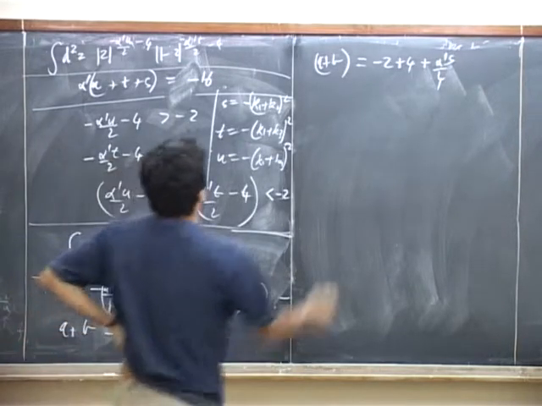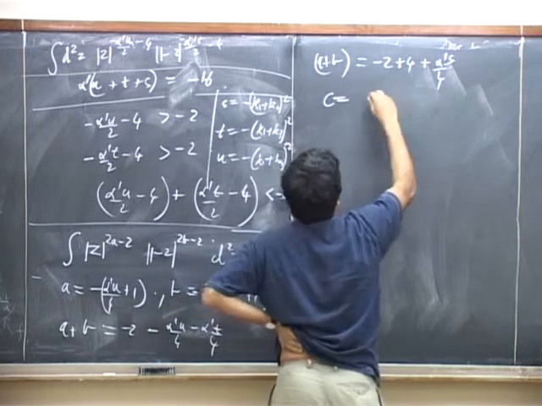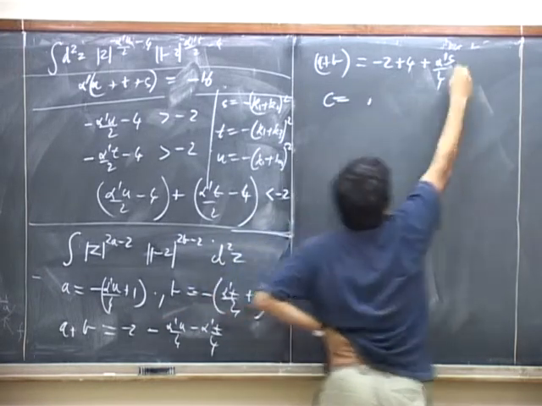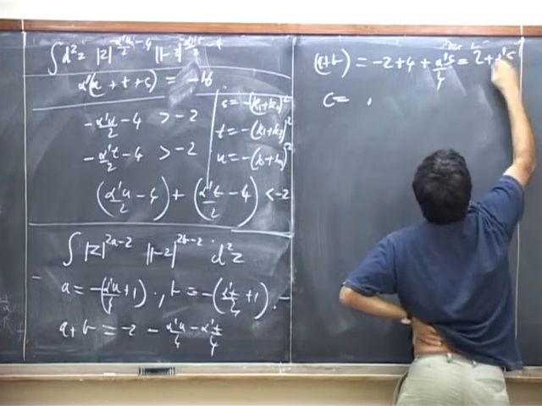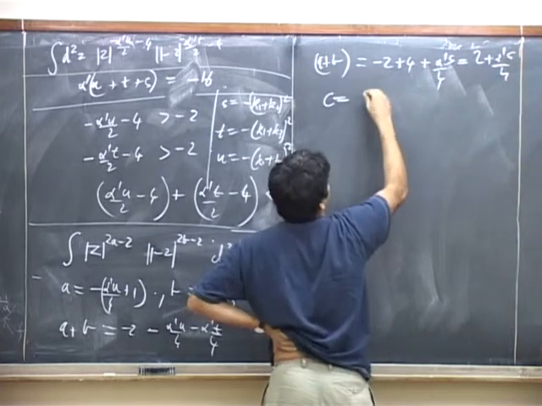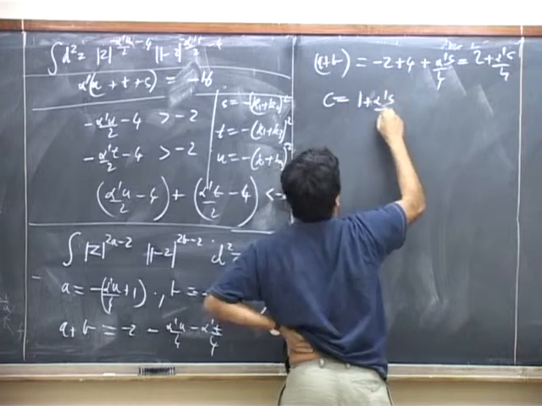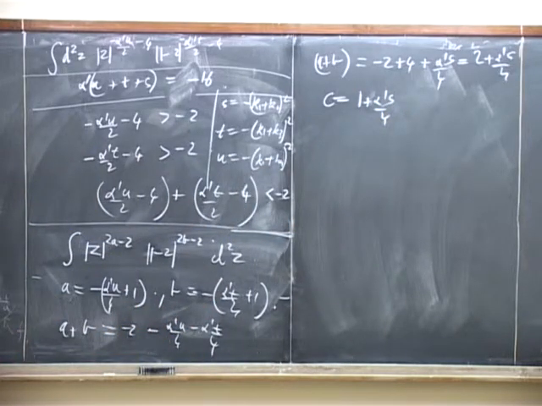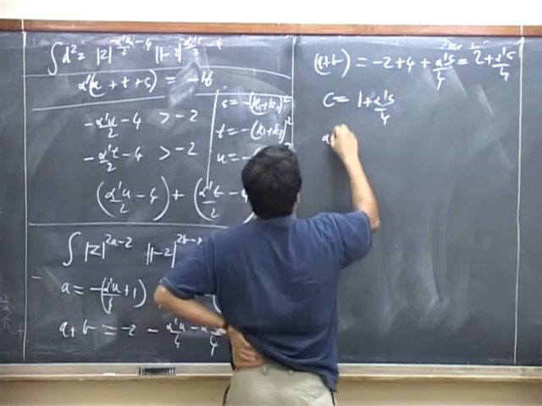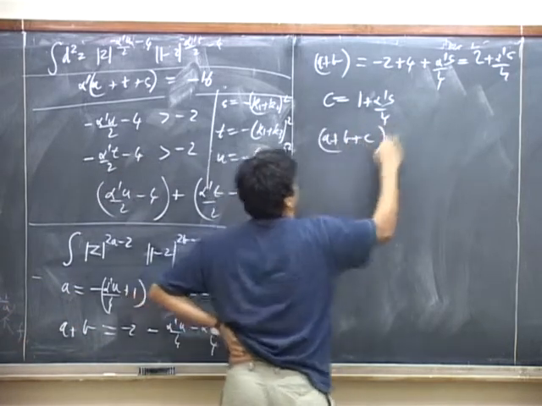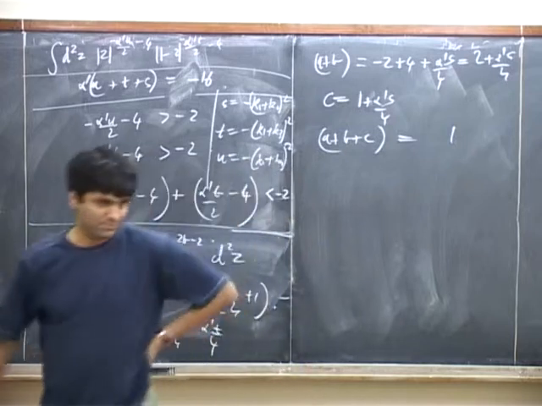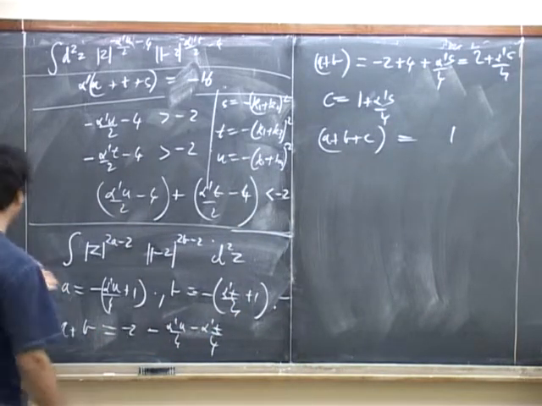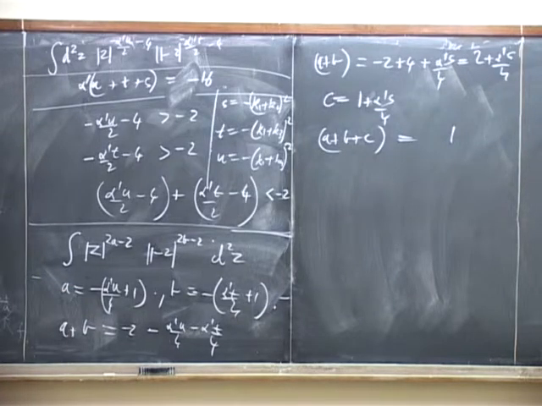Okay, so if we define C is equal to alpha, so that's equal to 2 plus alpha prime s by 4. So if we define C is equal to 1 plus alpha prime s by 4, the symmetrical definition, then we see that we have a plus b plus c is equal to 1.